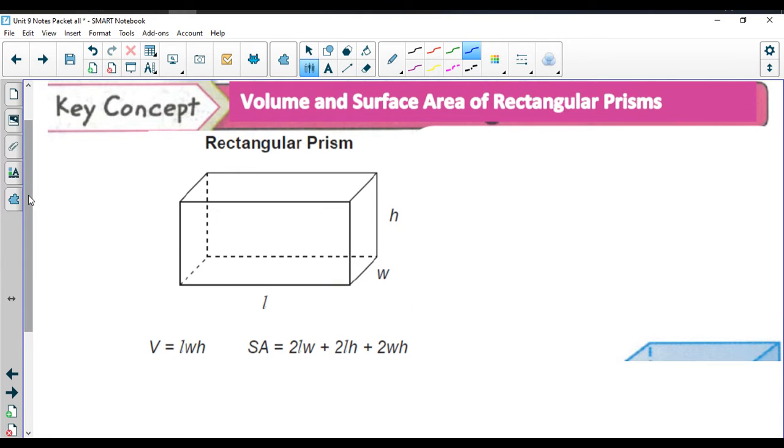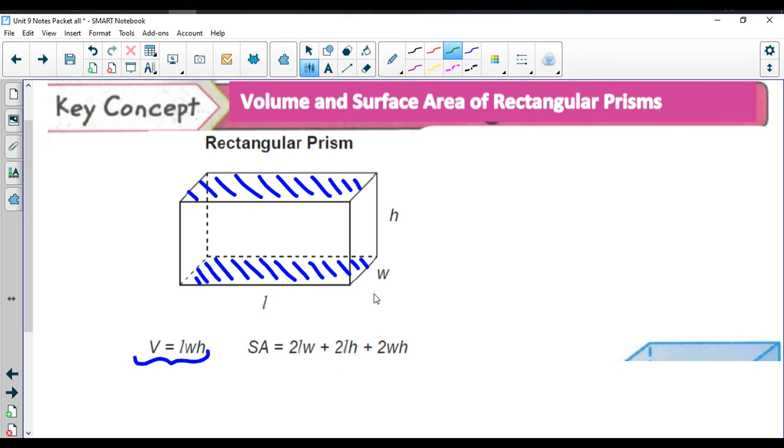To find volume for a rectangular prism, our volume formula, we're just going to take the length times the width times the height, and we're going to multiply those 3 together. In the surface area, we have 2 times the length times the width. The length times the width is the bottom part of the rectangular prism here, but because the bottom matches that top, that's why we have 2 of them.